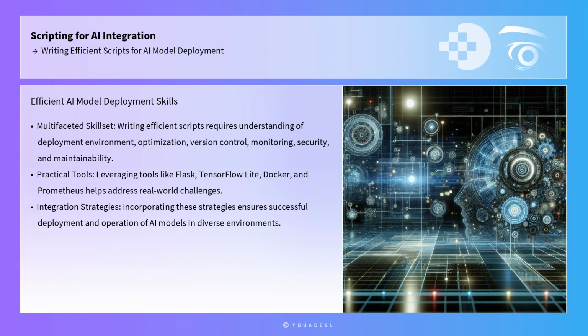In conclusion, writing efficient scripts for AI model deployment is a multifaceted skill that requires a deep understanding of the deployment environment, optimization techniques, version control, monitoring, security, and maintainability. By leveraging practical tools and frameworks such as Flask, TensorFlow Lite, Docker, Prometheus, and others, professionals can address real-world challenges and enhance their proficiency in this domain. Through the integration of these strategies into their scripting practices, they can ensure the successful deployment and operation of AI models in diverse environments, ultimately driving innovation and value within their organizations.